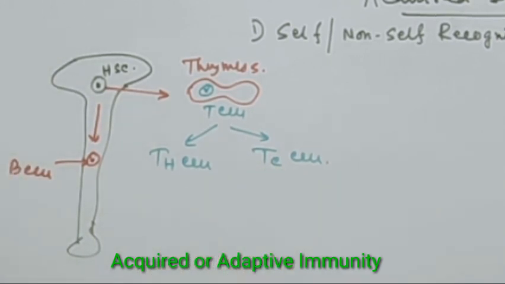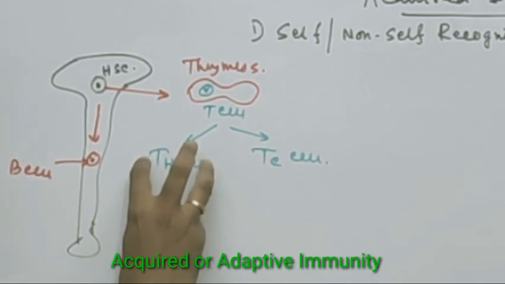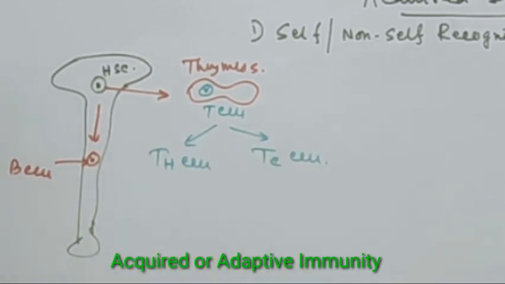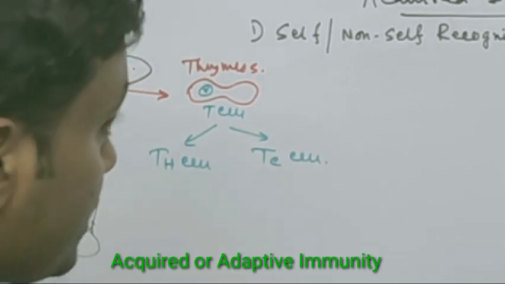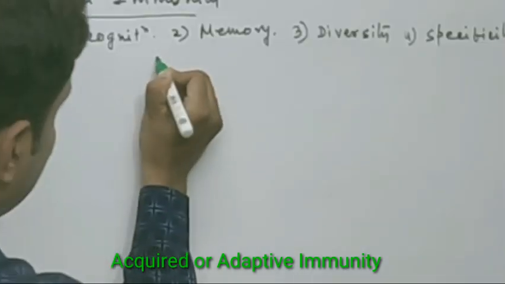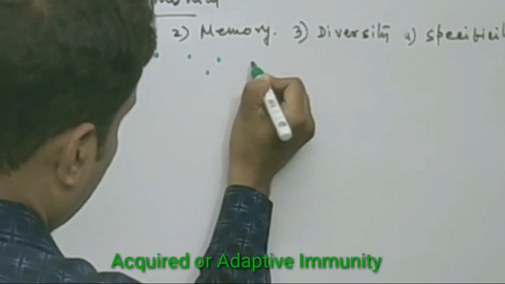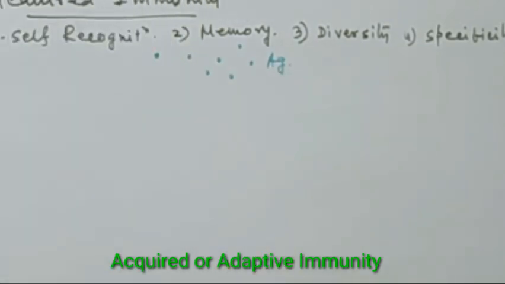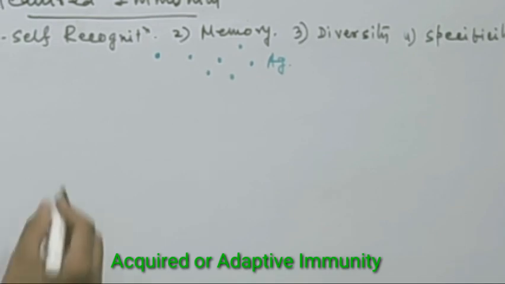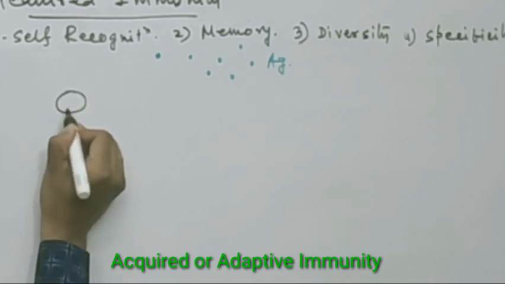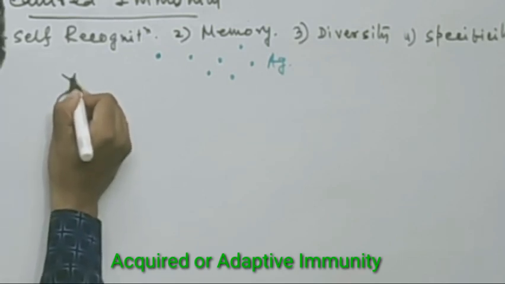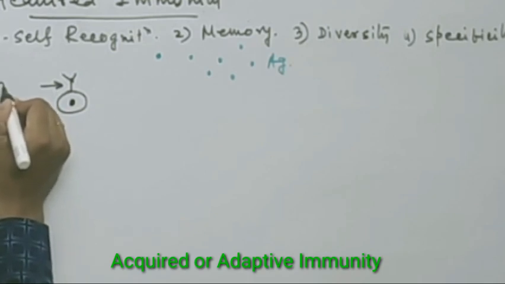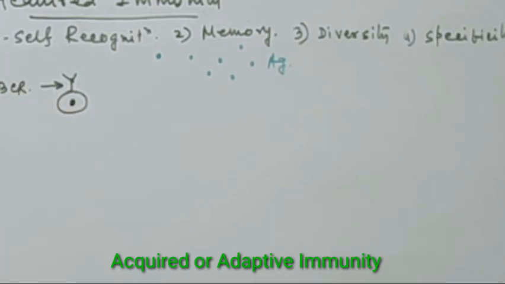And I shall tell you how this B cell and this T cell act against a particular type of antigen or pathogen. Suppose any antigen enters into our body. I have told you that acquired immunity has specificity against a specific type of antigen. So first of all, in our body, the B cell has a specific type of receptor. This is called the B cell receptor, against a specific type of antigen.